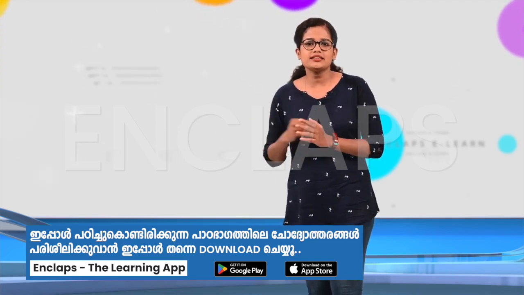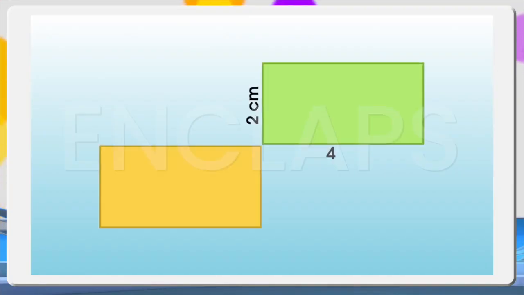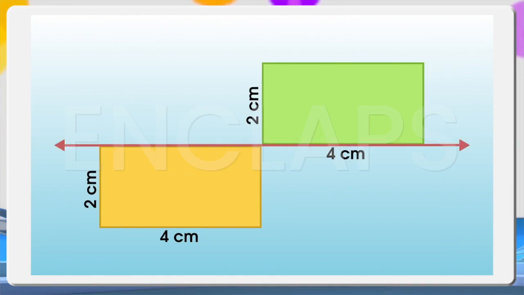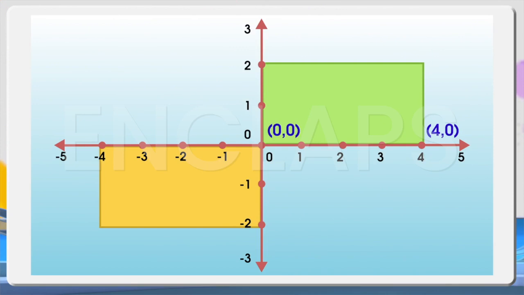When drawing axes, just pay attention to whether they are perpendicular to each other. For example, see this picture. For this, we can draw the axis like this. So, what are the coordinates of the corners of the two rectangles in the picture? Since the lower left corner of the green rectangle is in the center, the coordinate is 0, 0. The right edge 4, 0, the top 4, 2 and the left top 0, 2.